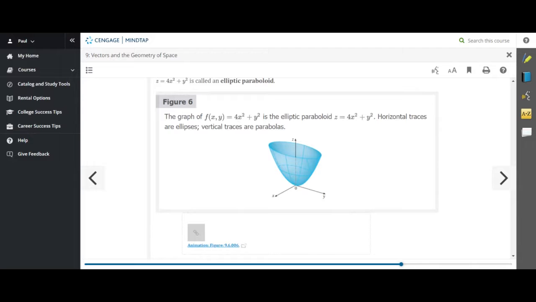Now, vertical traces are when you set x or y equal to a constant. Like the previous problem we looked at, we set different y values to be constants, and we got vertical traces. Here in Figure 6, you see in the picture the horizontal cuts and vertical cuts. So basically, you can figure out what a surface looks like that way.